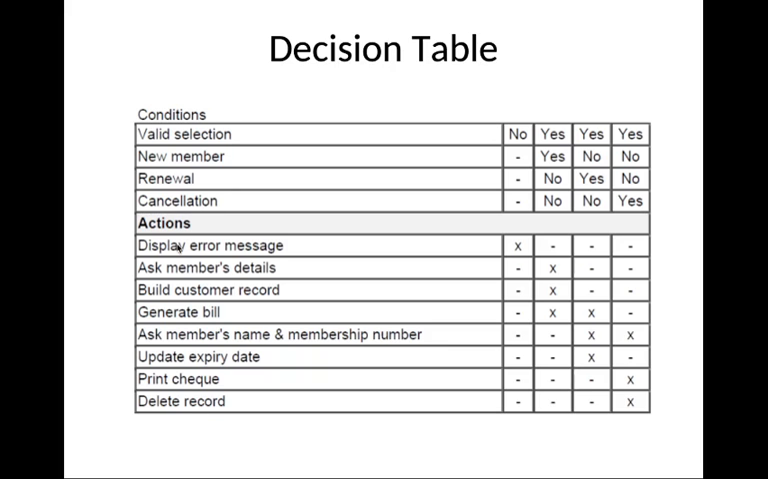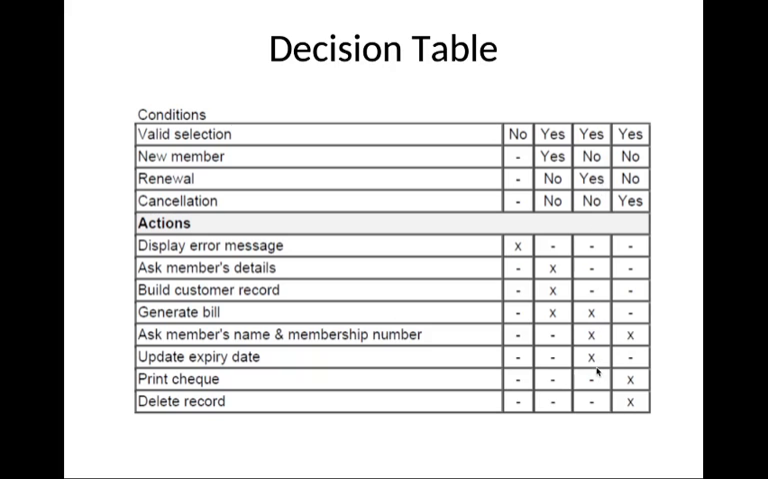The top rows will represent the conditions and the lower rows will represent the actions to be taken. So if it is a valid selection, if it is no, then there is an X mark. This means display error message. Then if it is a valid selection, yes, and if it is a new member, and if it is not renewal and not cancellation, then these three things should be done: ask members details, build customer record, generate bill.